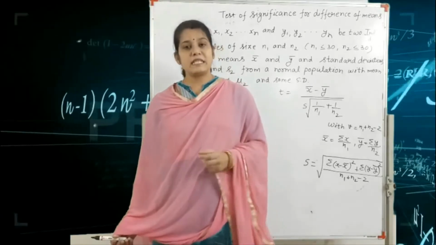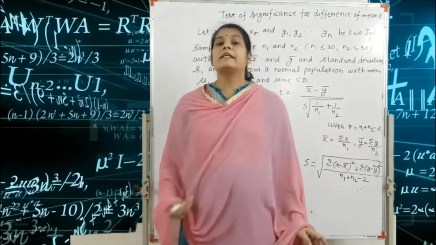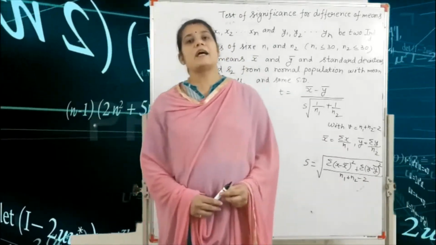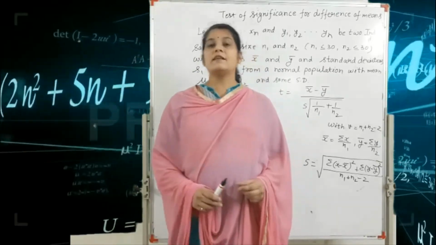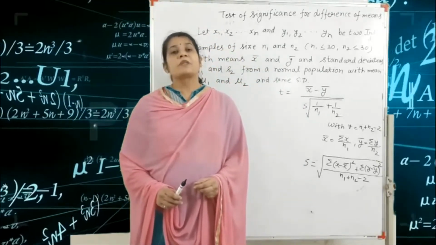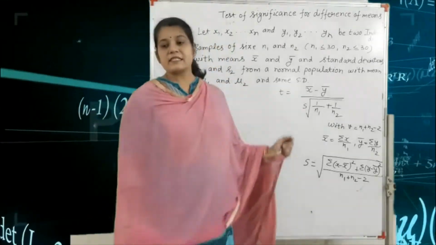In the chi-square test we are given only the frequency. That means if we are given the mean, we use the T student test. If given variance or standard deviation, we use the F test. And if we are given the frequency, we use the chi-square test. Okay, so let's start this type of question.